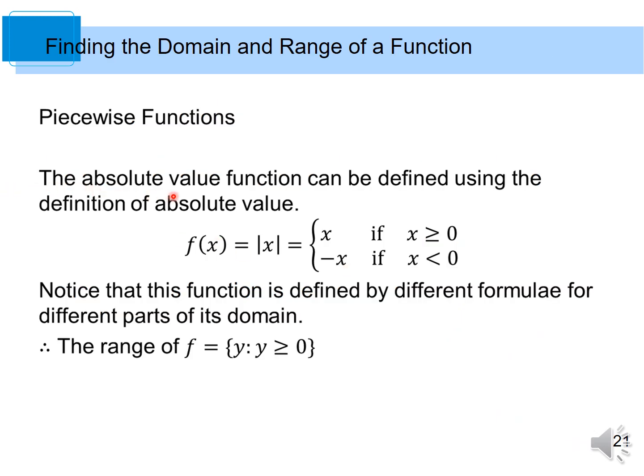The absolute value function can be defined using the definition of absolute value. If you have one function equal to the absolute value of x, you can break it down into a piecewise function, where f(x) = x if x ≥ 0, and f(x) = −x if x < 0.